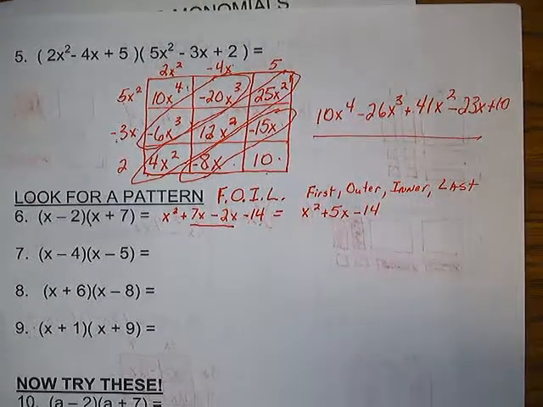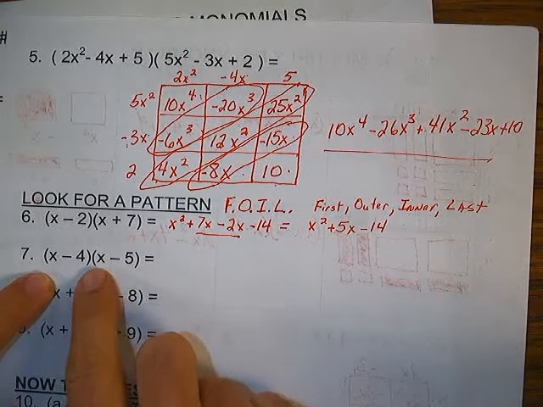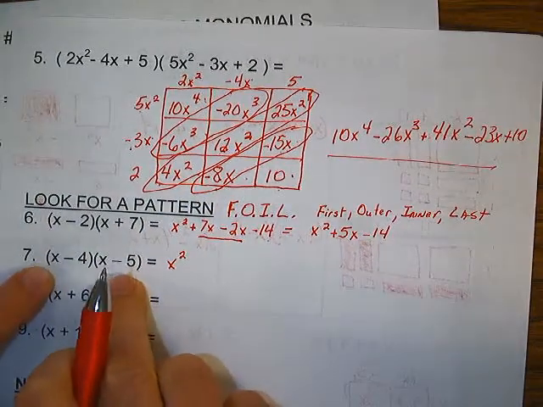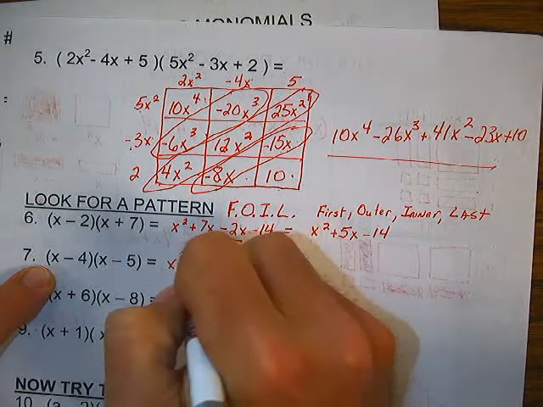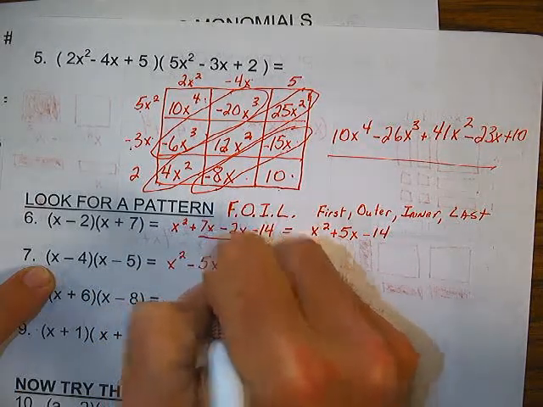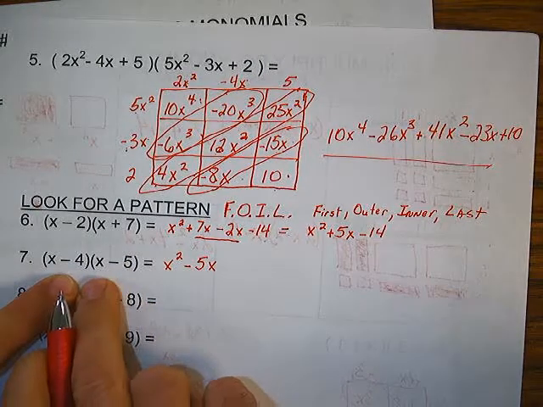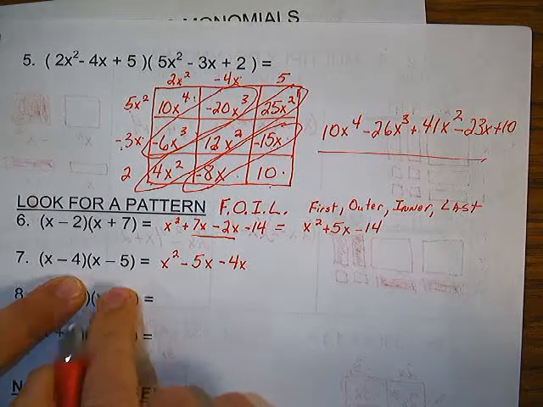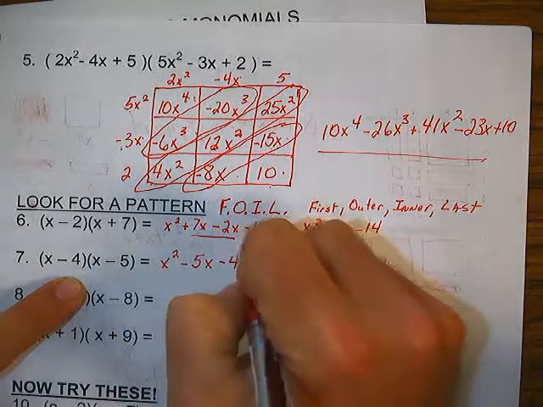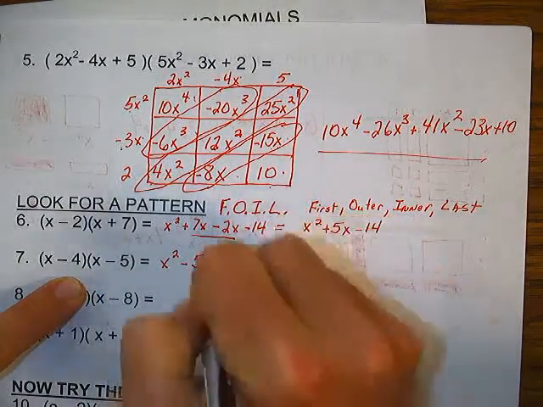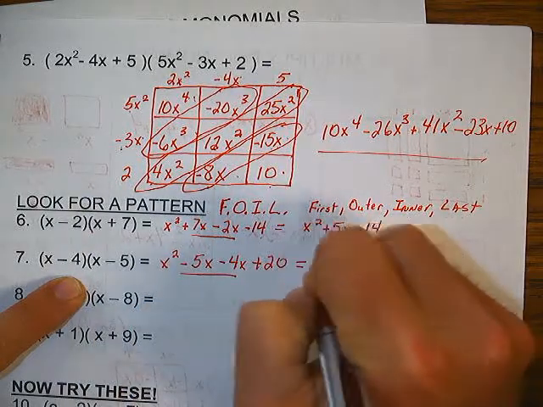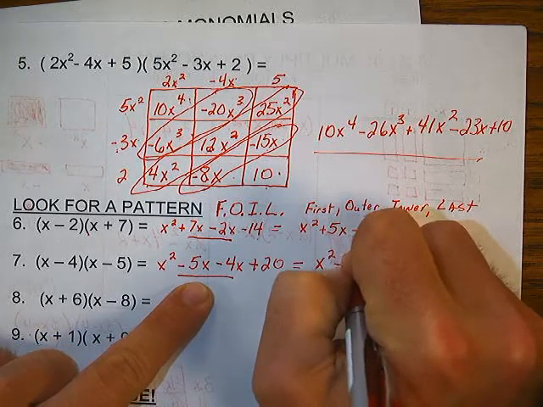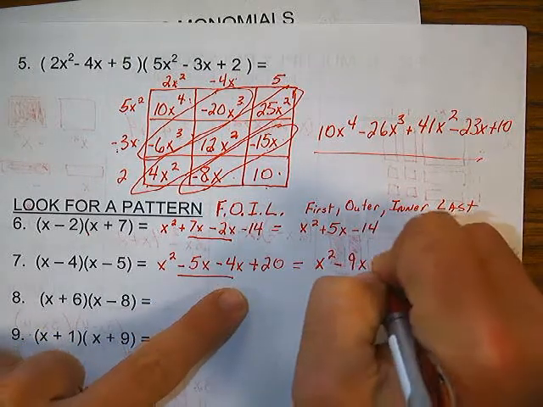Number 7, using the FOIL. X times x, x squared. Outer, negative 5 times x, negative 5x. Inner, negative 4 times x, negative 4x. And last, negative 4 times negative 5 is positive 20. Combine the like terms. That will give us x squared minus 9x plus 20.